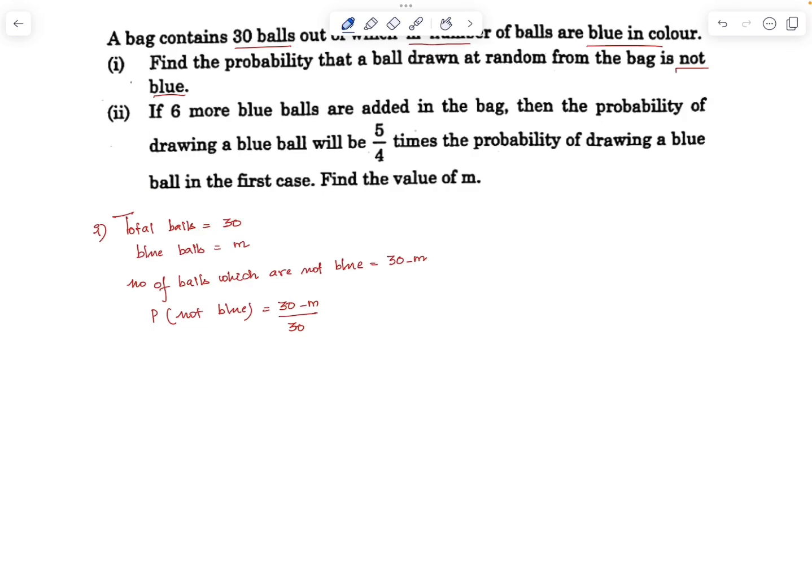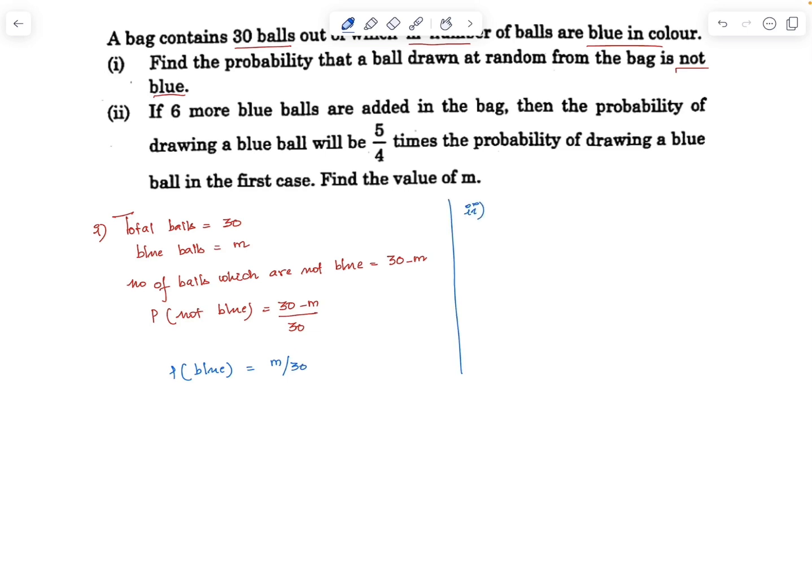Question number 2. If 6 more blue balls are added in the bag, then the probability of drawing a blue ball will be 5 by 4 times the probability of drawing a blue ball in the first case. Find the value of m. The probability of getting blue balls in the first case is m upon 30.